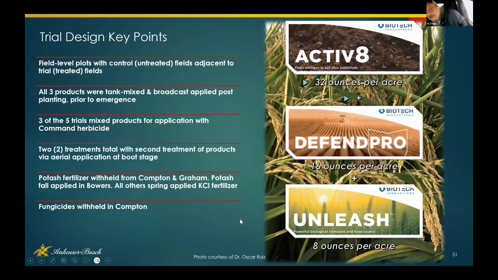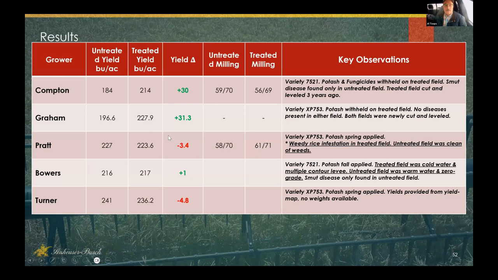This is a rice trial I did in Arkansas, looking at our Activate rice product with Defend Pro and Unleash. In this case, I knew what the problem was. We were trying to see what the effects of potash were on this paddy rice and how we could better get uptake of P and K by using a microbial input. We used a 32-ounce rate per acre and did five farms. It's amazing: the two farmers that actually cooperated and left their K off got a 30 bushel increase that year.